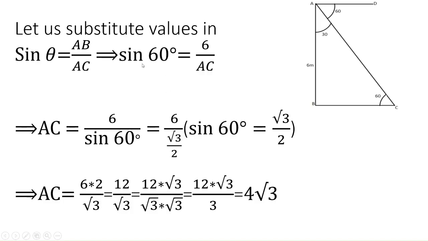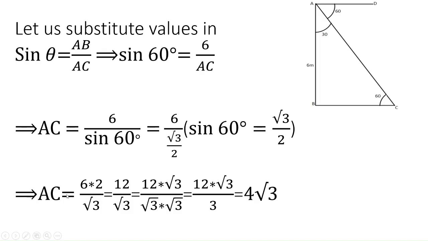So sine 60 is equal to opposite side, that is nothing but AB. AB is equal to 6 meters, by AC. AC is the hypotenuse. Okay, so we are just transposing the terms. We need to find out AC, so AC, we are getting it on the left hand side. AC is equal to 6 by sine 60. But we know sine 60 is root 3 by 2. Just substituting that value, 6 by root 3 by 2.